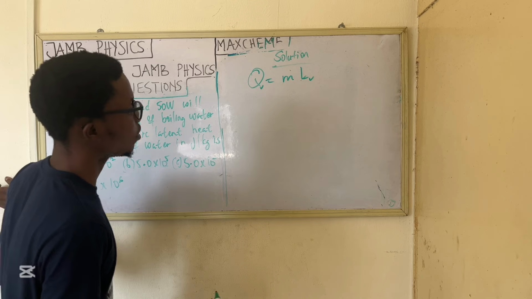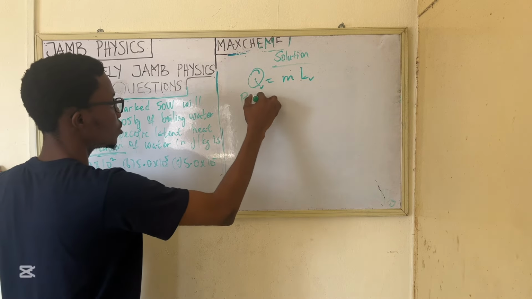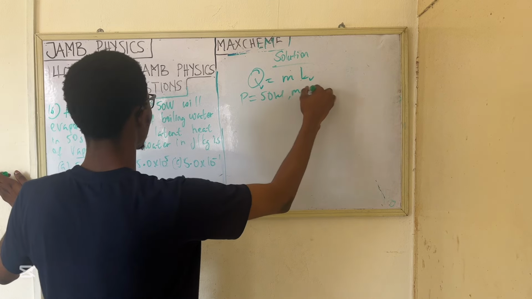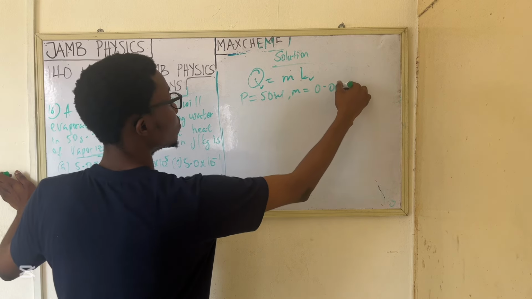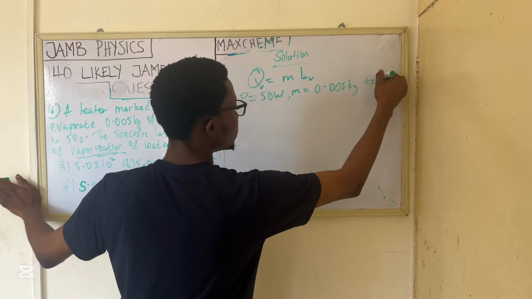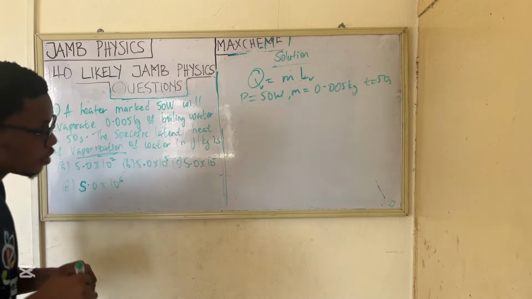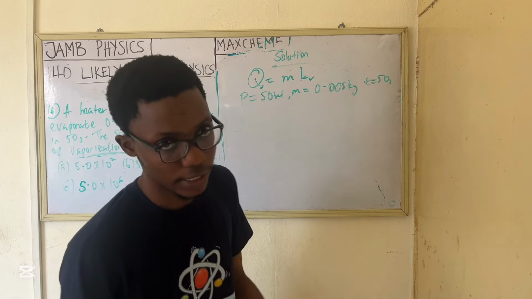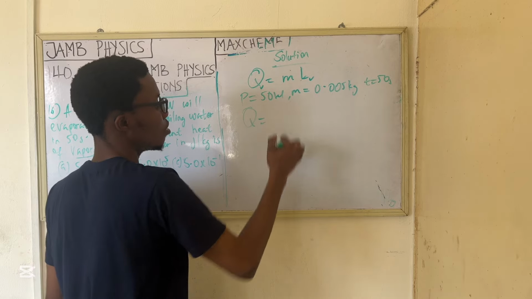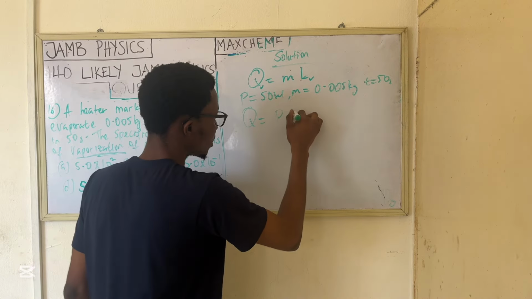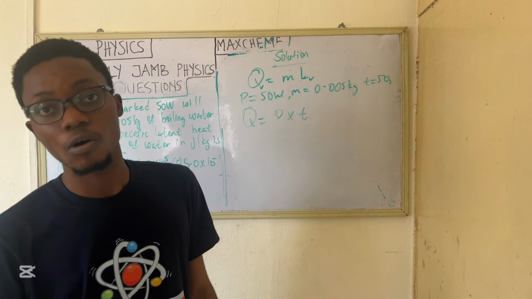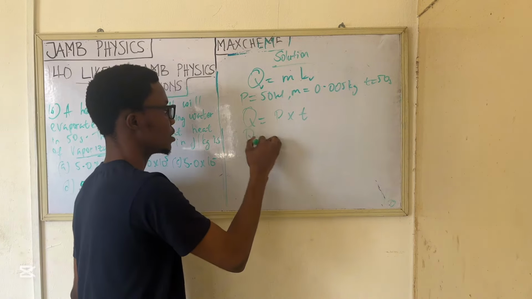So let's bring out our parameters. We have P to be 50 watts. We have M to be 0.005 kilogram. And we have our T to be 50 seconds. So we have power, time, and mass. Now we don't have quantity. Then how do you get quantity? Remember the formula: quantity of heat is equal to power multiplied by time. Power multiplied by time gives us quantity of heat.